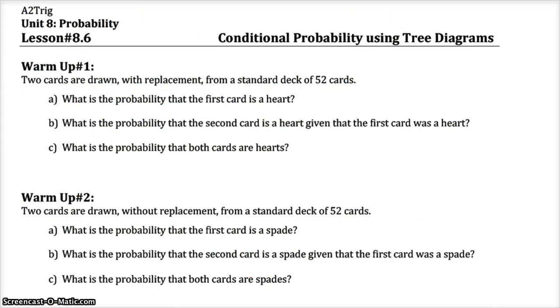Okay, last section. Drawing 2 cards with replacement. What's the probability the first card is a heart? Well, that's easy. That's 1/4 of the cards, or 13 out of 52. What's the probability the second card is a heart, given the first card was a heart?